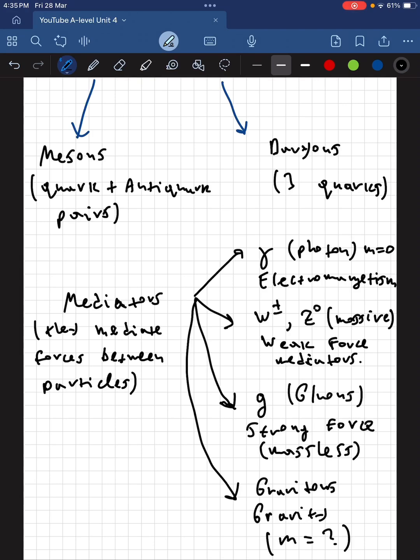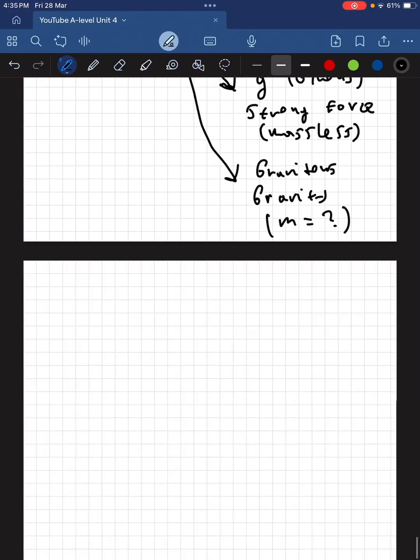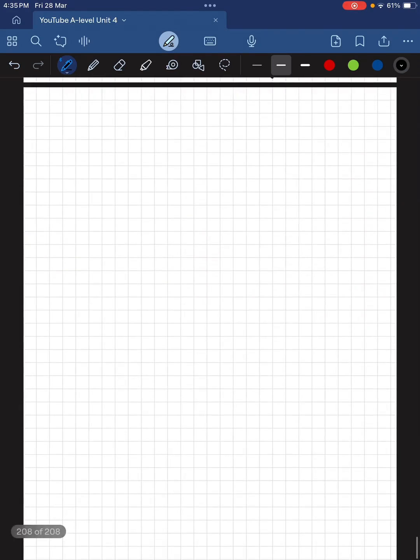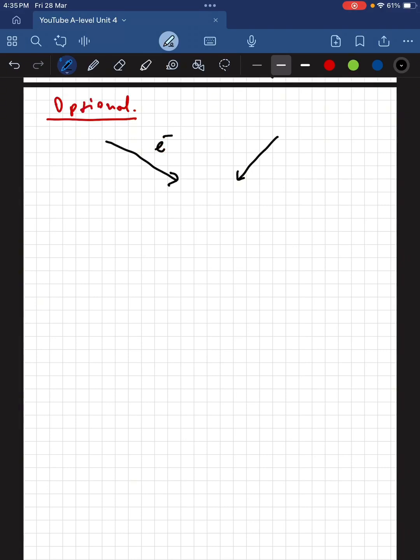Now, this is optional, so I'm going to write it down here, optional. So what do we mean by mediator? Let's say we have an electron interacting with another electron, so both come in, and then if they move in this direction, they will repel each other, and this guy will go to the left and this guy will go to the right.